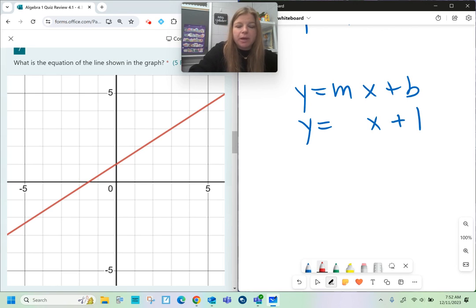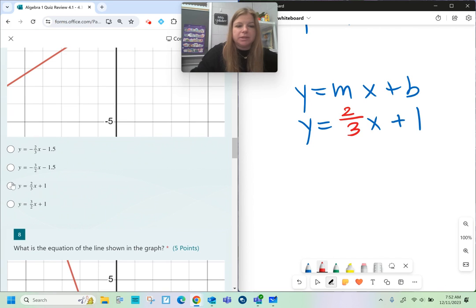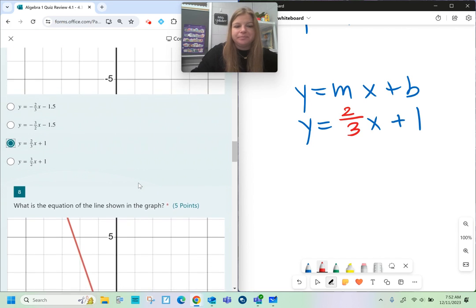For my slope, I want to count rise over run. From here, I see this is a guaranteed point, and I also see that this 3, 3 is a point. So if I want to go from 0, 1 to 3, 3, I'm going to go up 2. It's a rise of 2, and then run 3: 1, 2, 3. And that's it. My slope is 2/3, and so that would be my equation: y equals 2/3 x plus 1.